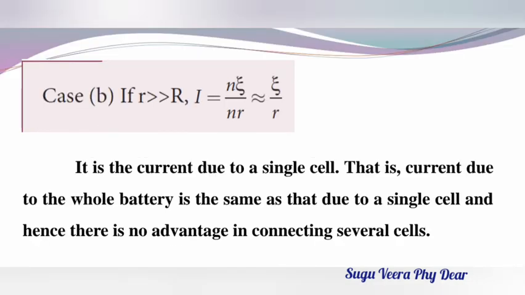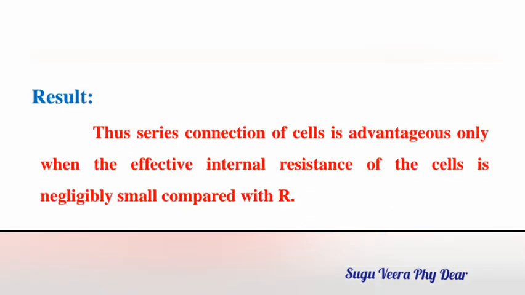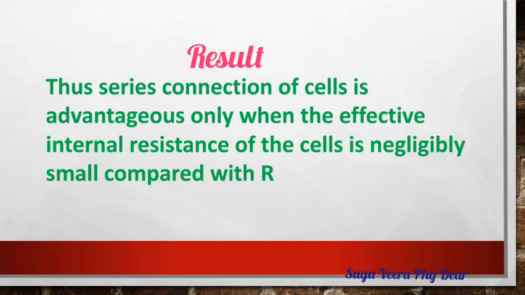Case 2. If r is greater than R, I equals nψ divided by nr, which equals ψ divided by r. Here n and n cancel. It is the current due to a single cell, that is, the current due to the whole battery is the same as that due to a single cell, and hence there is no advantage in connecting several cells. Result: the series connection of cells is advantageous only when the effective internal resistance of the cells is negligibly small compared with R.